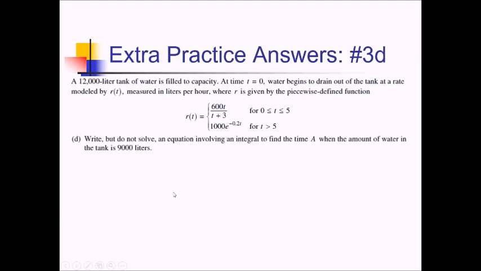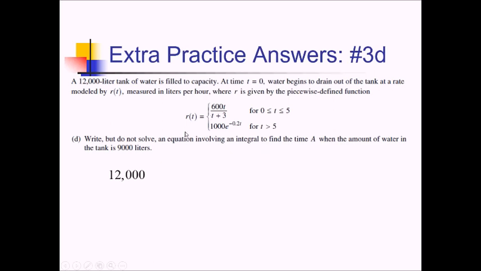For this last part of the problem, they want us to write but not solve an equation involving an integral to find time A, and that's the time when the amount of water in the tank is 9,000 liters. So if we're talking about getting the water down to 9,000 liters, our equation is going to have the general format of the amount of water we're starting with minus the amount of water that drains out, equaling this 9,000. So we've got 12,000, that was our starting amount of water. Now, how do we describe the amount of water that leaked out? Because that's really the only thing that's changing here is the amount of water leaking out.